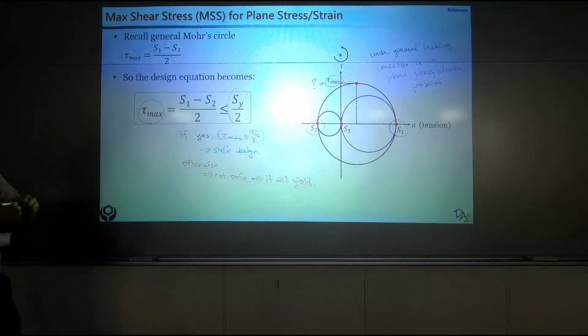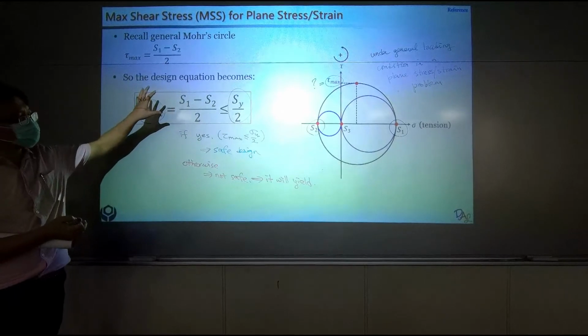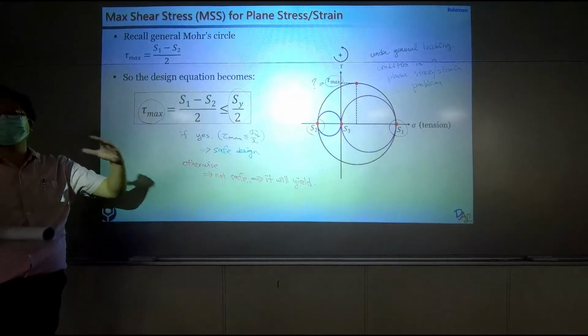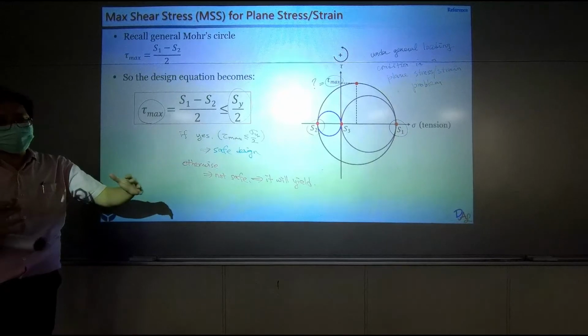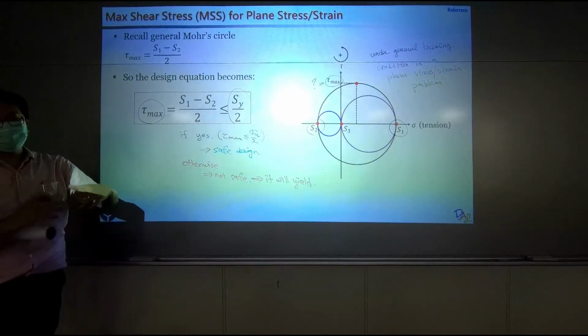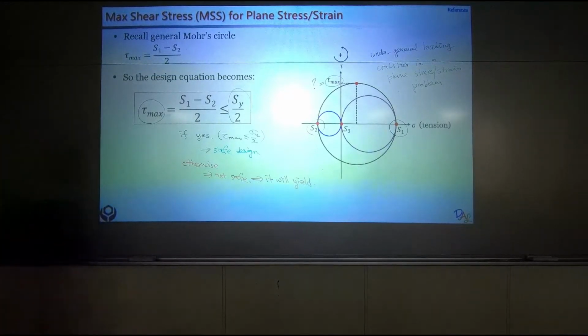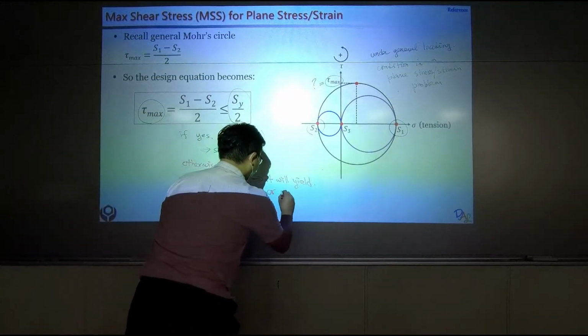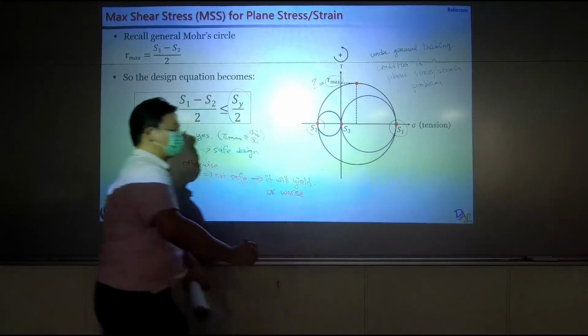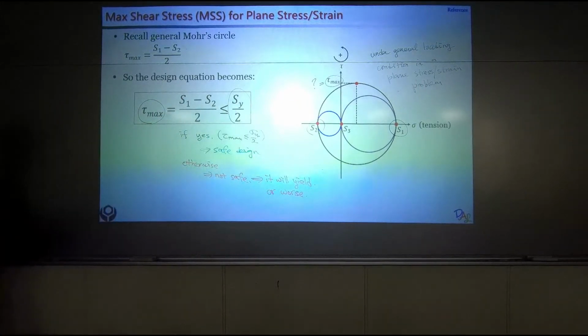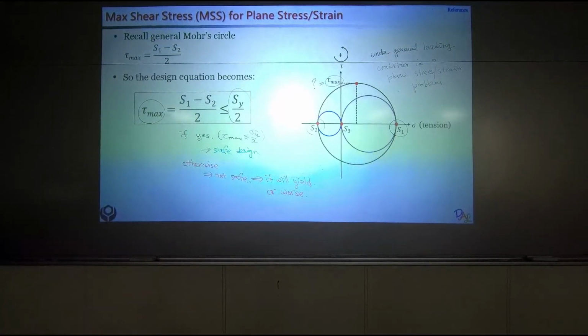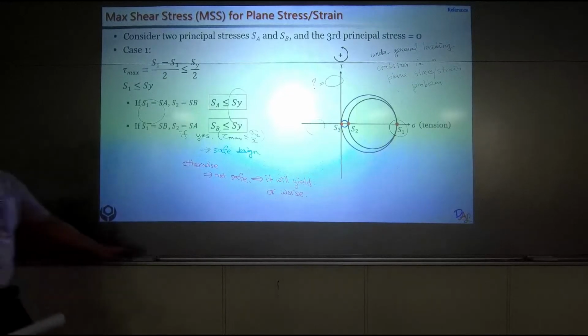Because this equation came from the limit of yielding. If you satisfy it, you're within the safe region of yielding. If not, it will yield, or even worse, maybe directly break. Okay? So, should be very simple. Anyone needs a picture? Okay, good.